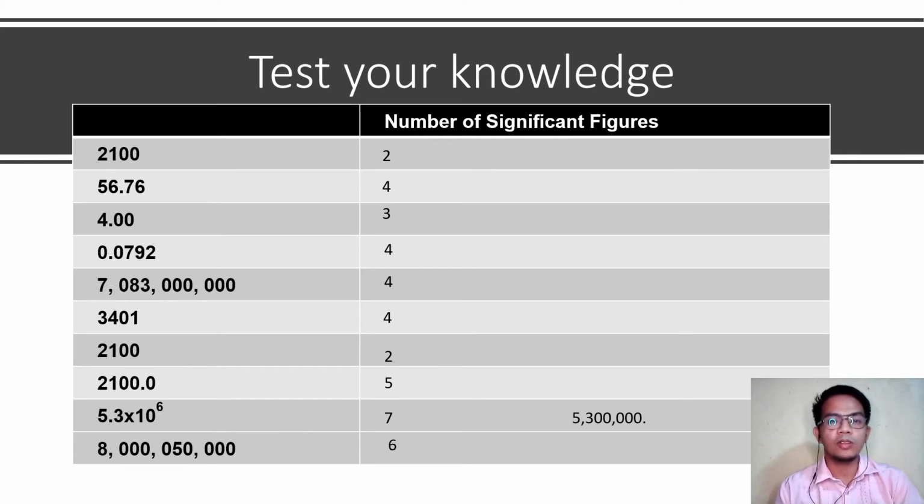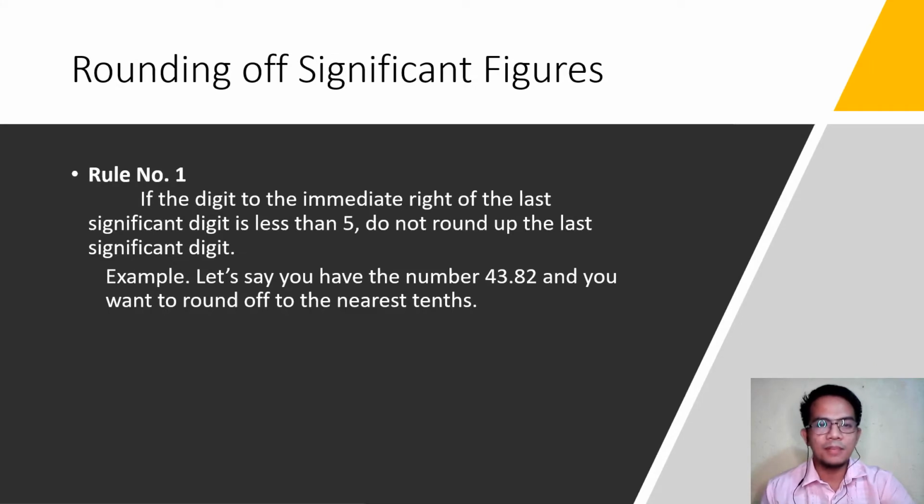So now let's move on to the next lesson, rounding off significant figures. There are several rules in rounding off significant figures. Rule number 1, if the digit to the immediate right of the last significant digit is less than 5, do not round up the last significant digit. For example, let's say you have the number 43.82 and you want to round to the nearest tenth. So the answer is 43.8 because you do not round up this number, since 2 is less than 5.